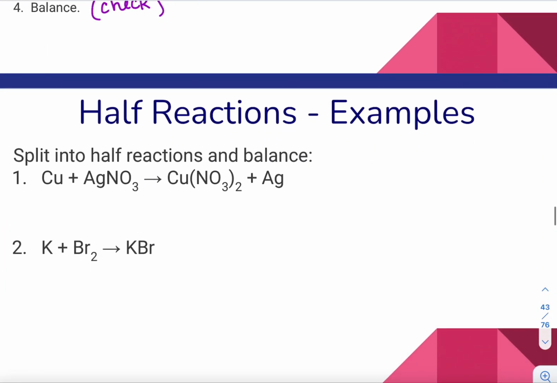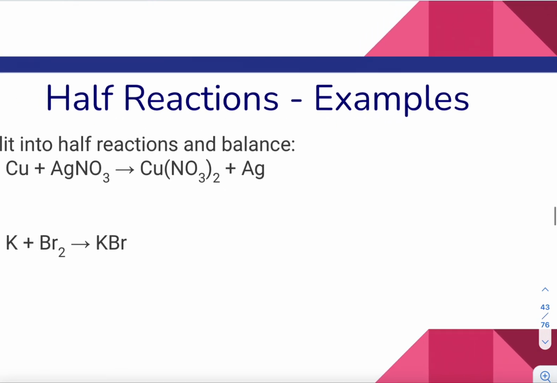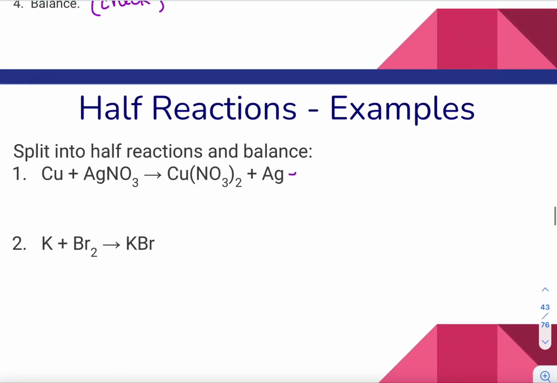So let's do a couple more examples. I'm going to write my net ionic equation here. But this one, if you notice, it's not balanced. The other one was already balanced. So what I'm going to do, and you can refer back to the net ionic to see what your options are here, but I'm going to go ahead and balance it now. That makes it a little bit easier on me.